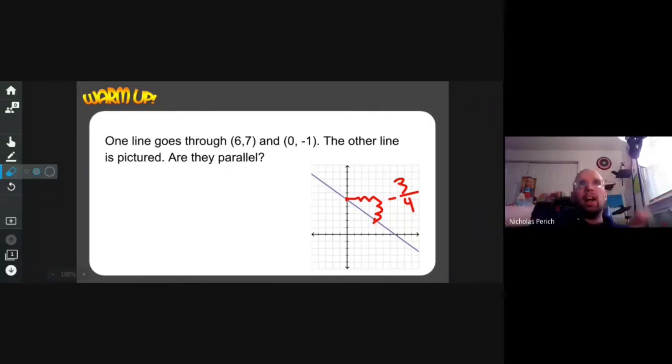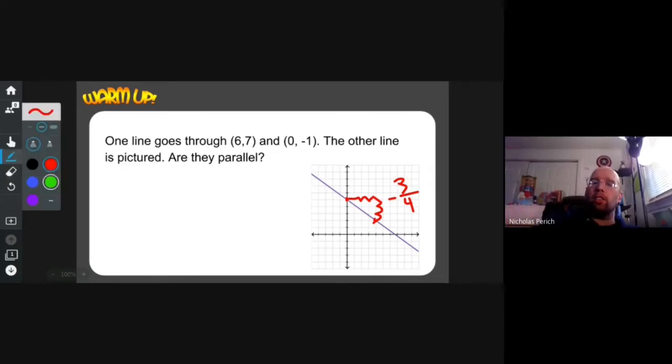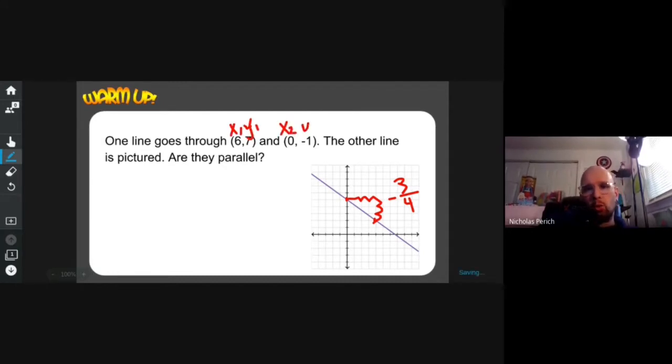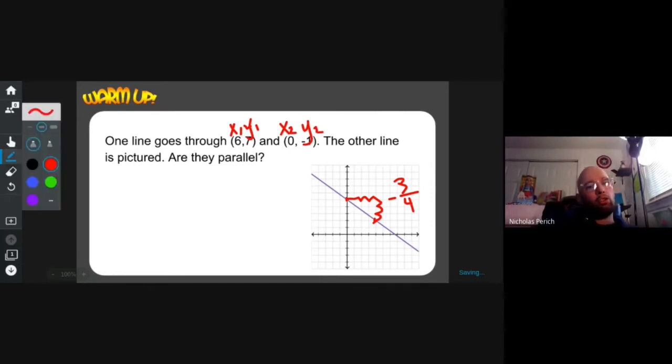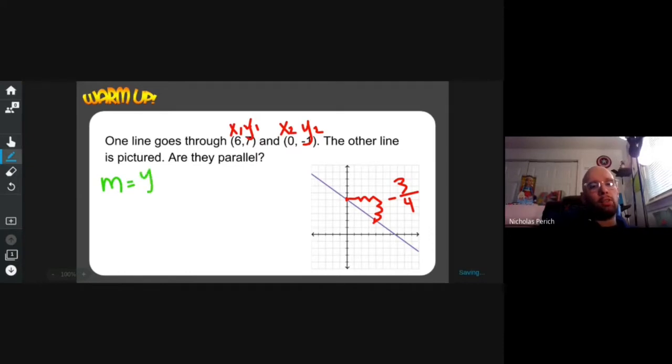So anyway, the line that's going to pop up, add explosions. I'll try to remember that. This line right here has a slope of -3 over 4. I need to find the slope of this one and see if this slope and that slope are the same thing. So I'm going to label you x sub 1, y sub 1, x sub 2, y sub 2. The slope of a line, if given 2 points, is m equals y sub 2 minus y sub 1 over x sub 2 minus x sub 1.